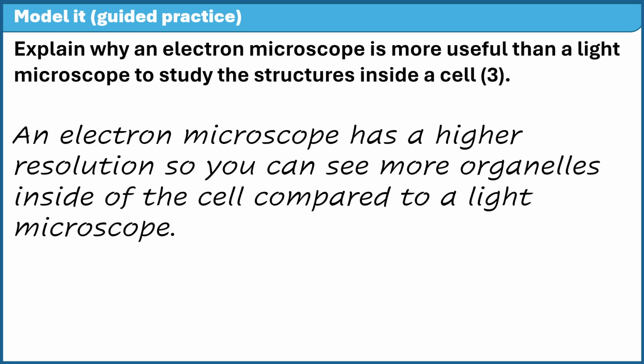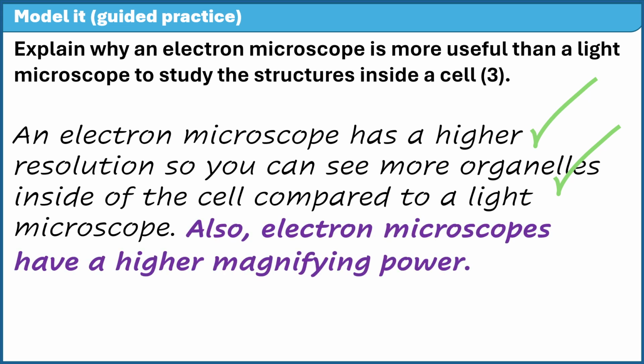Notice how they've clearly stated an advantage, a higher resolution, and linked this to studying structures inside the cell, seeing more organelles. This answer gains 2 marks, but to get 3 out of 3 marks, they should add one more advantage of using an electron microscope. Adding a statement about electron microscopes having a higher magnifying power than light microscopes will score full marks.